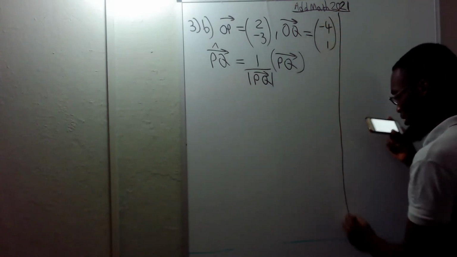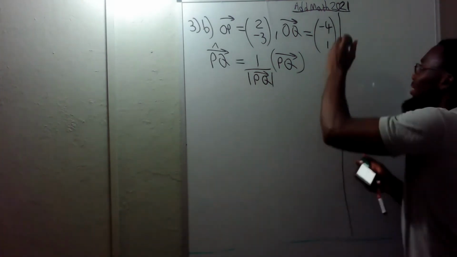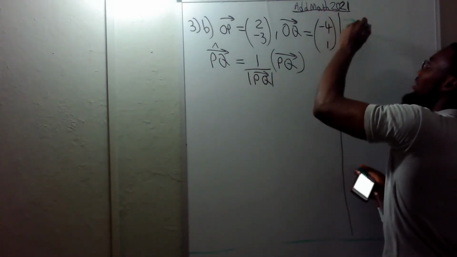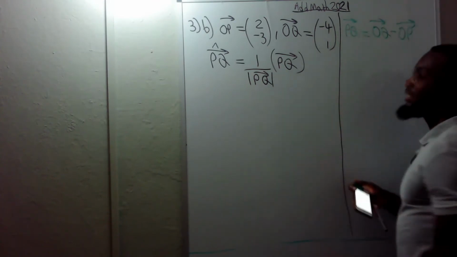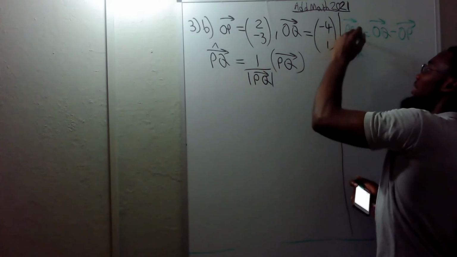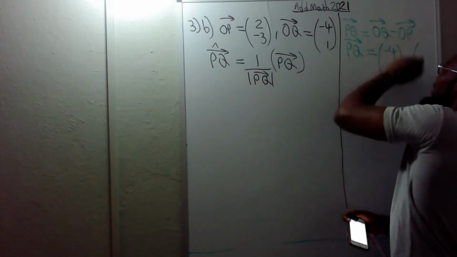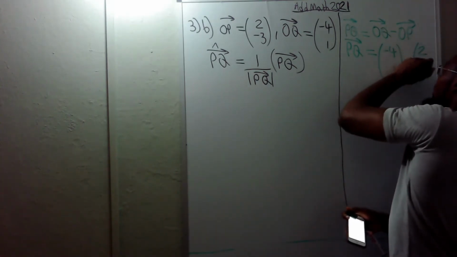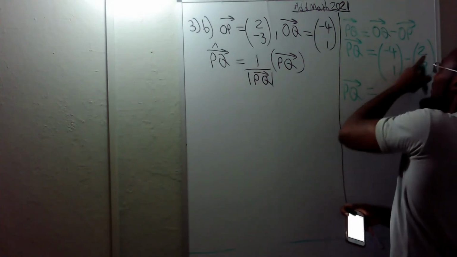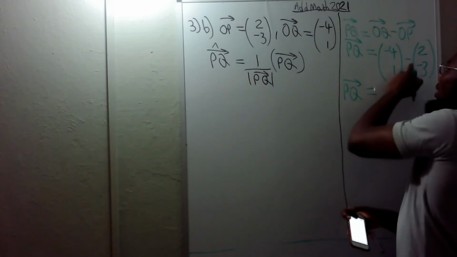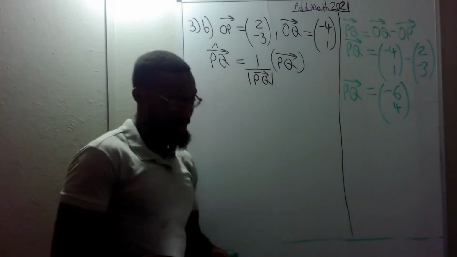Go do it over here, in a different color. So vector PQ, guys, remember vector PQ is OQ minus OP. So vector PQ is going to be OQ, (negative 4, 1), minus vector OP, (2, negative 3). So vector PQ is negative 4 minus 2 is negative 6, and 1 minus negative 3 is plus 4. So guys, that's vector PQ.